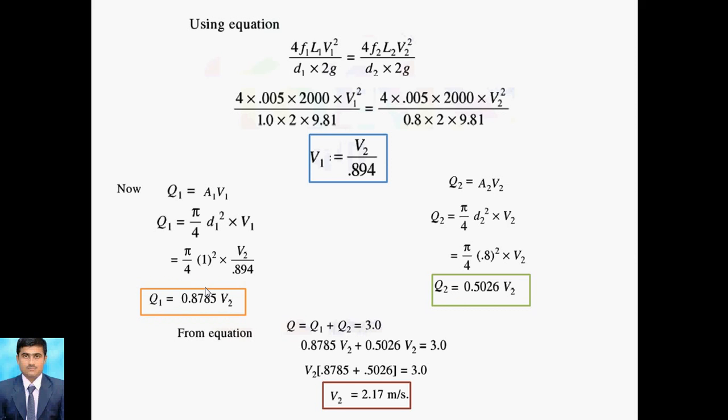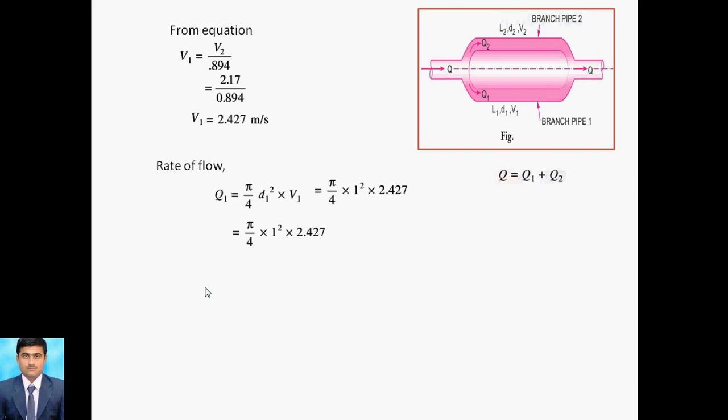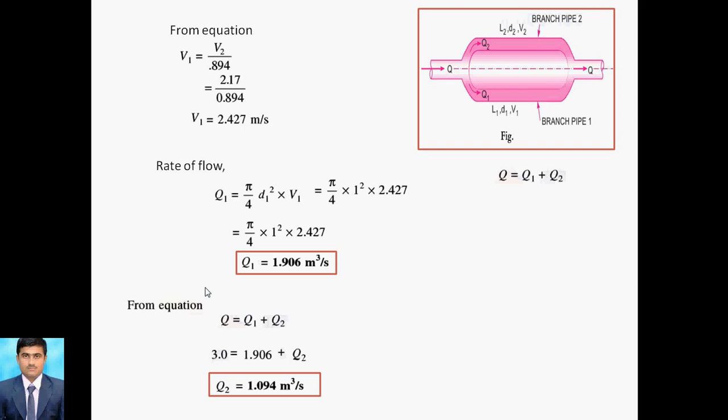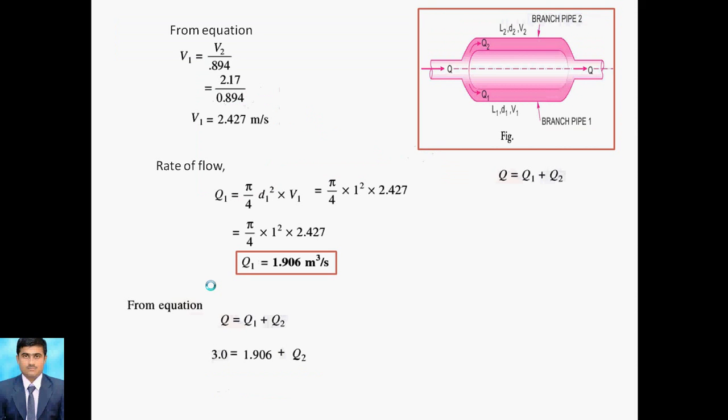So this V2 value we use for finding the discharge, that is Q is equal to A2 V2. So here we have used the formula. V1 is also known to you, Q is equal to pi by 4 D1 square V1. After putting the value of D1 and V1, we get the value of Q1. Similarly, we can go for Q2. So likewise, we calculate Q1 and Q2, that means the rate of flow for branch pipe 1 and branch pipe 2. So already we calculated this formula, and then we go for this value.